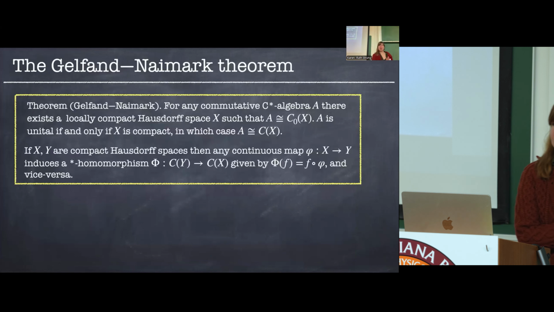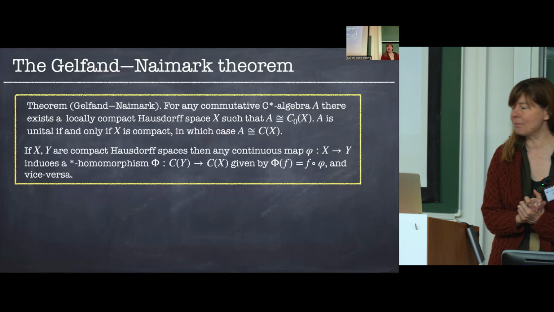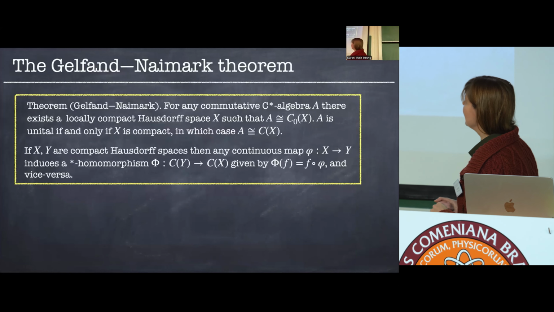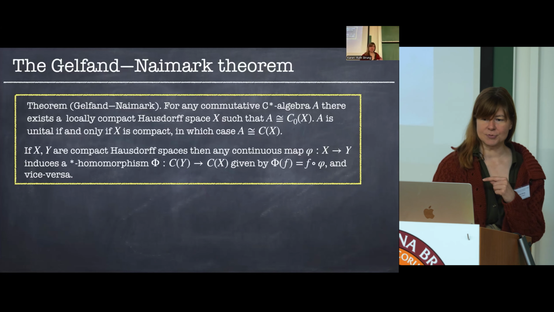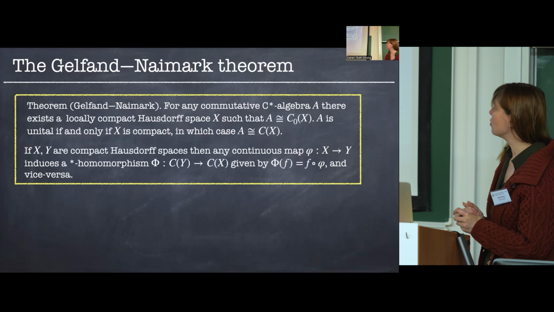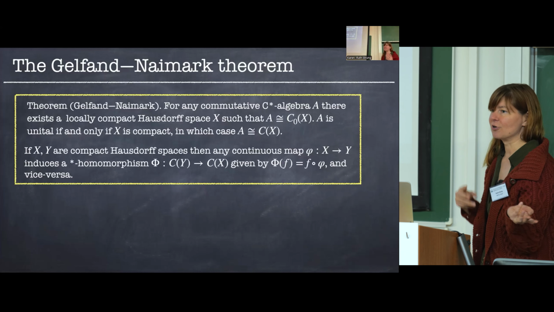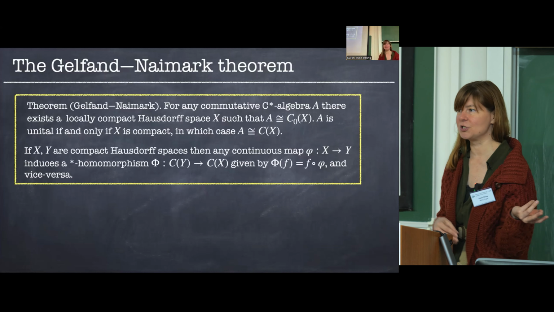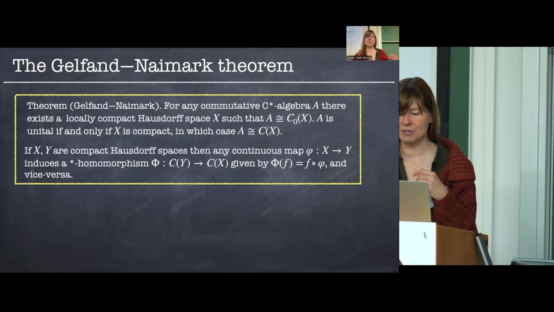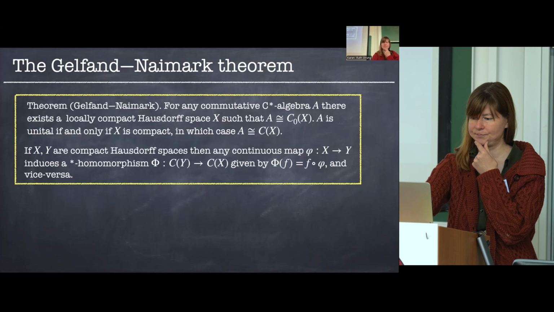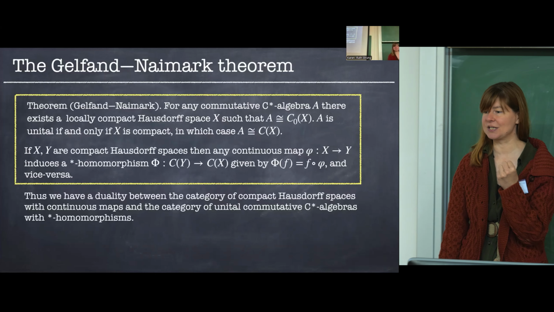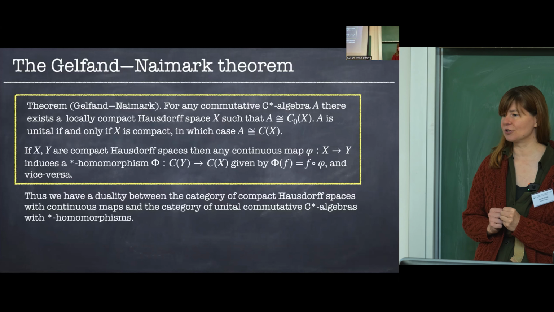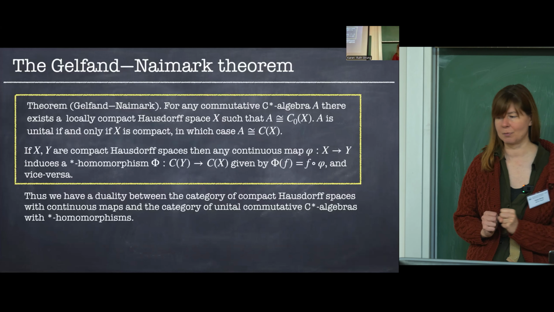And this is really functorial. If we have 2 compact Hausdorff spaces and any continuous map phi from X to Y, then this induces a star homomorphism in the opposite direction between the function algebras, just given by precomposing with little phi, and vice versa. Whenever you have a star homomorphism of 2 commutative C-star algebras, this induces a continuous map at the level of the spaces. So this is a duality between the category of compact Hausdorff spaces with continuous maps and the category of unital commutative C-star algebras with star homomorphisms.